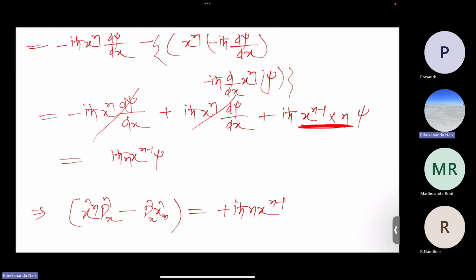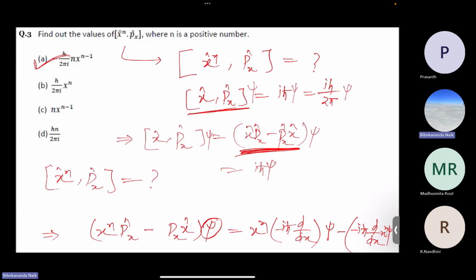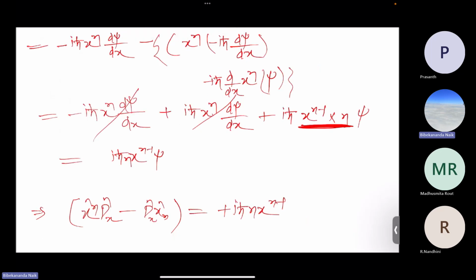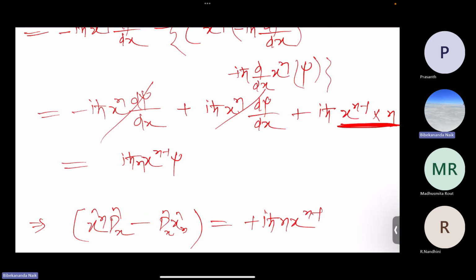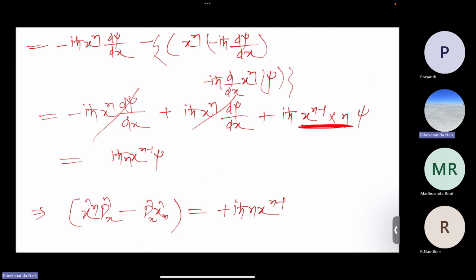Here we have taken psi, so the psi is being reproduced. Removing psi from both sides, you will get the commutator relation of x to the power n and px cap as i h cross n x to the power n minus 1. But the options are in terms of h, so if you put h cross as h by 2 pi, you will get that option A is correct.